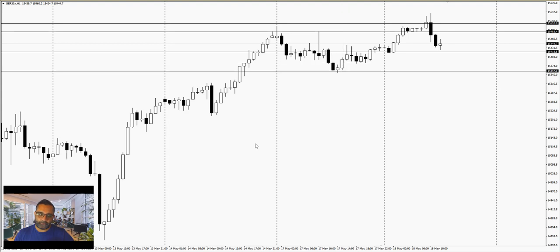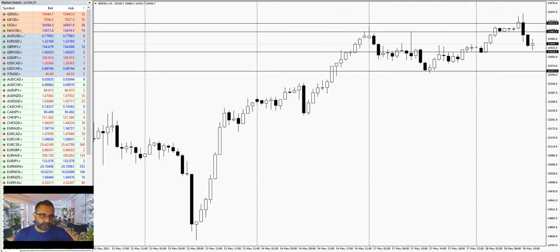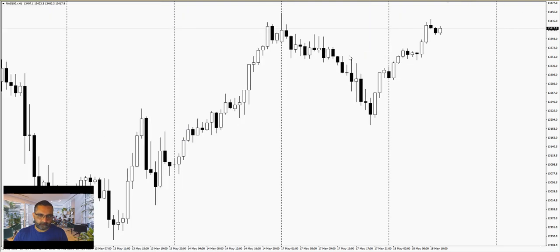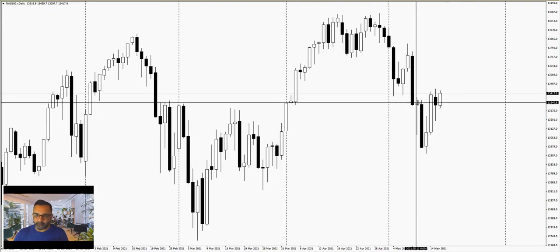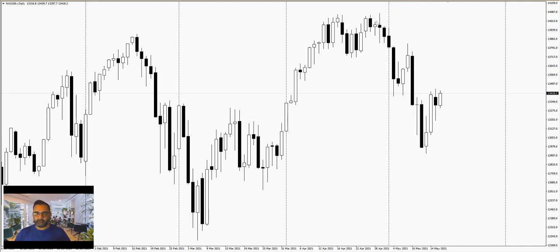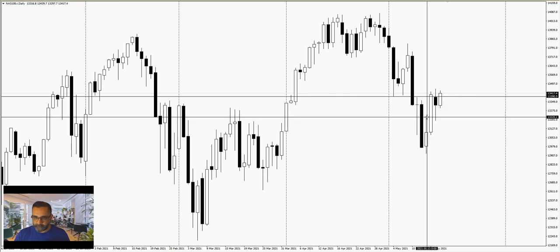This is what we did with NASDAQ. Let me bring up NASDAQ. The Nasdaq is in a downtrend. I had marked these two levels, this level and this, and see the high of this candle.